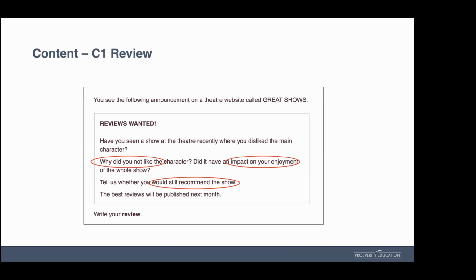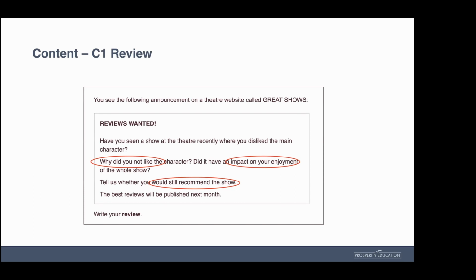So firstly, why the student didn't like the character they're writing about, how it had an impact on their enjoyment in the show, and overall whether they would still recommend the show. So these three circled areas, students need to identify them in a task and know that to get the highest marks they have to include all three.